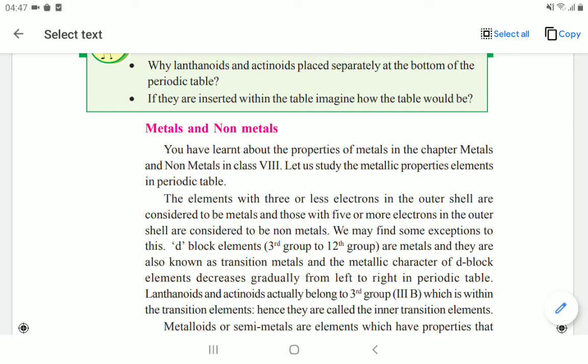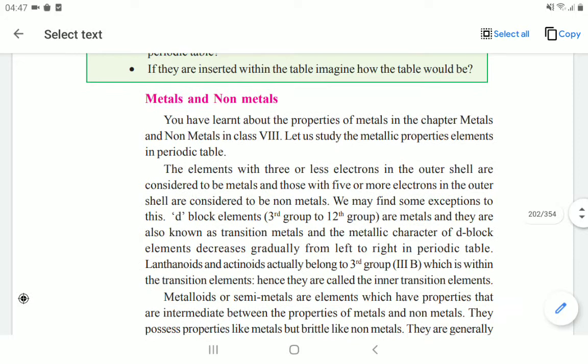Here you see, children, the elements with 3 or fewer electrons in the outer shell are considered to be metals, and those with 5 or more electrons in the outer shell are considered to be non-metals. We may find some exceptions. The d block elements are metals, and they are also known as the transition metals. The metallic character of d block elements decreases gradually. Some d block elements have special features, and they are also known as the transition elements. Why? Because their metallic character decreases gradually from left to right in the periodic table.